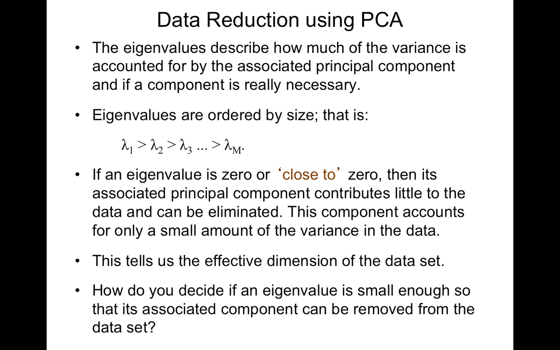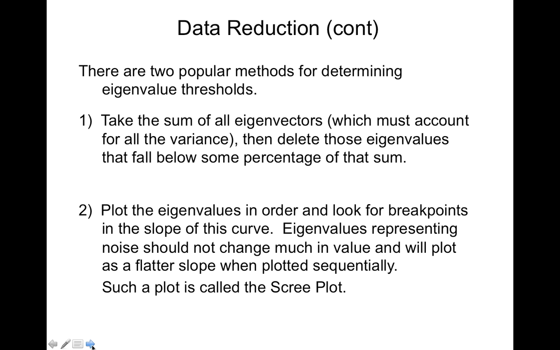So I guess the question then becomes, how small is small, so that you can remove an associated component from the data set? There are two popular methods. One is you would take the sum of all the eigenvalues, which would account for all the variance, and then delete those that fall below some percentage of the sum. Another way is to plot the eigenvalues in decreasing order and look for breakpoints in the slope of the curve, and then throw out everything that's above that breakpoint. A plot like that is called a scree plot.